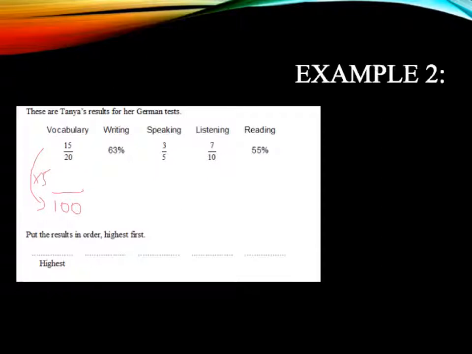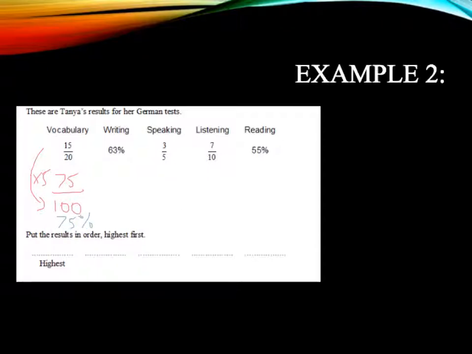So whatever I'm doing to the bottom of my fraction here, I'm going to have to do the same to the top. So 15 times 5 is 75. So this fraction, 15 over 20, is equivalent to 75 over 100. Why have I written it over 100? Well, if it's over 100, it's very easy for me then to say that this is 75%. So I've converted from a fraction to a percentage.